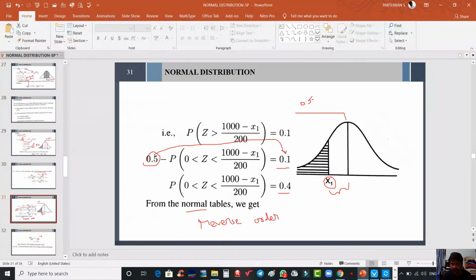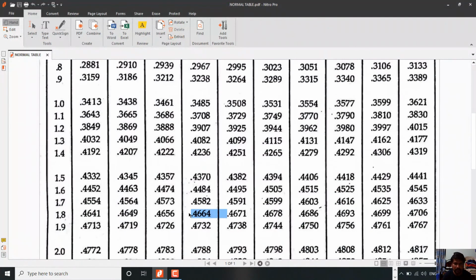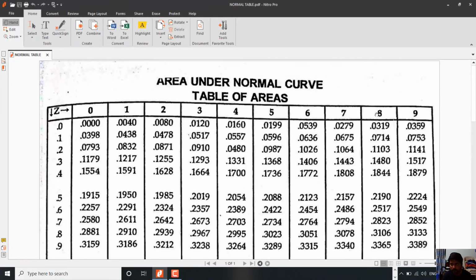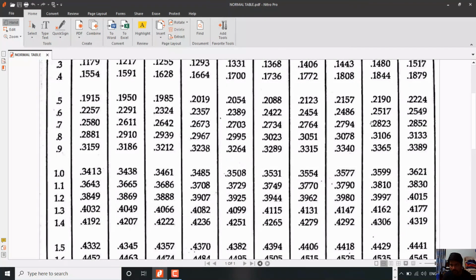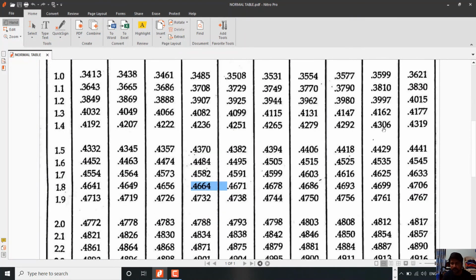Simply see, I shall see its normal value 0.4. So where does 0.400 occur? You simply see 0.39. So you see 0.8. This is 0.2190, 0.2517, 0.2823. So we are going to refer to the normal table in reverse order. We are given the area for which we have to calculate the ordinate.